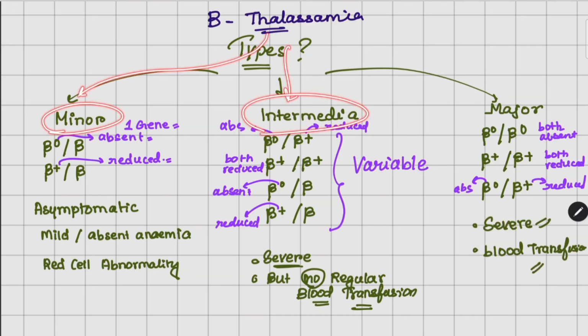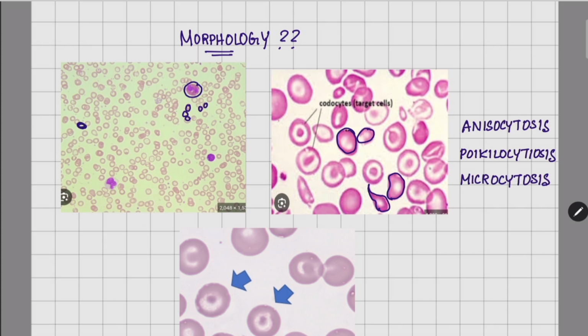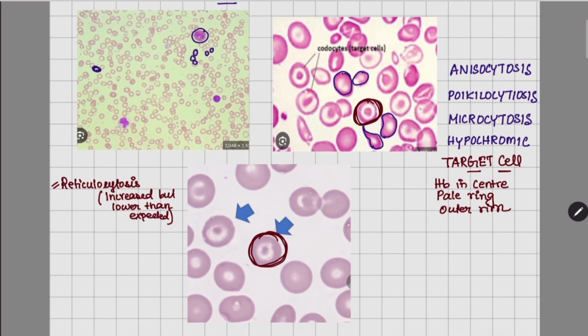Now let's come to the morphology. We can see that the RBCs are of different sizes and shapes. Hence anisocytosis and poikilocytosis are present. Then the next feature is small RBCs, which means microcytosis is present and also hemoglobin is less in amount, hence the RBCs are hypochromic. We can find target cells here. How can we identify target cells? We can see that in target cells hemoglobin is in the center and the pale ring is on the outer ring. We can see reticulocytosis in the bone marrow and also sometimes nucleated RBCs can be seen.